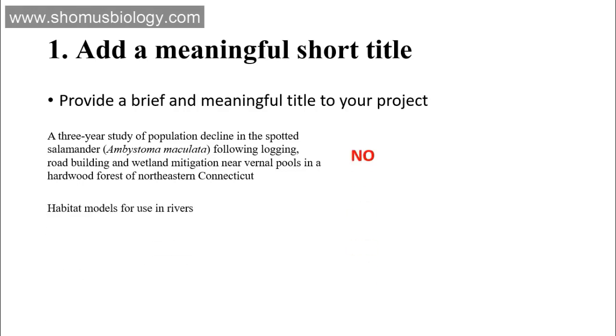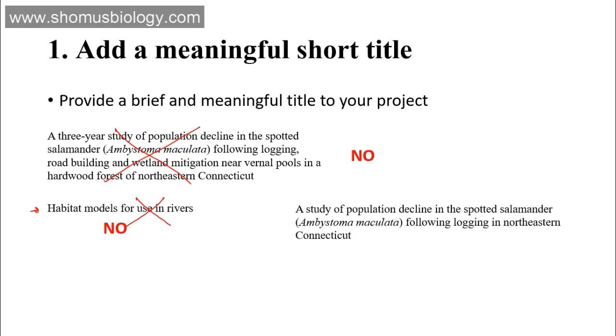On the other hand, you cannot write things like "Habitat models for use in rivers." For another project, if someone reads this title, it's too short. So obviously no. It should not be too long, and it should not be too short. While if you write that same title as "A study of population decline in the spotted salamander following logging in northeastern Connecticut," this explains the same as the paragraph, but much shorter, and you can put it into a single line. So it's a good, meaningful short title.